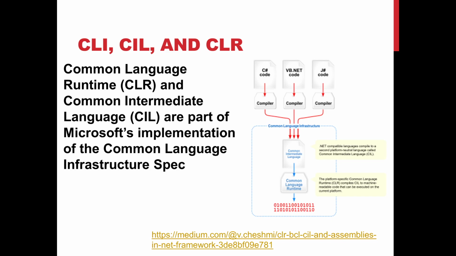Here, on the right we have C Sharp. Okay, let's step back a little bit and talk about what this common language infrastructure idea is. Within this perforated box, you have the common intermediate language, or CIL, and the common language runtime, which is basically the machine readable code to be executed on the platform.